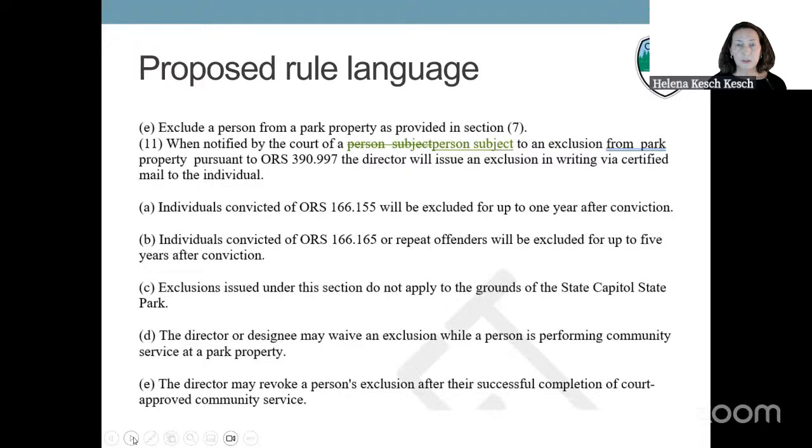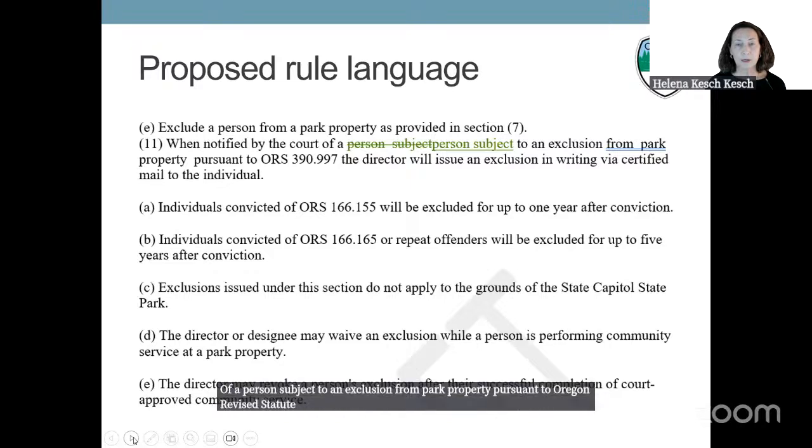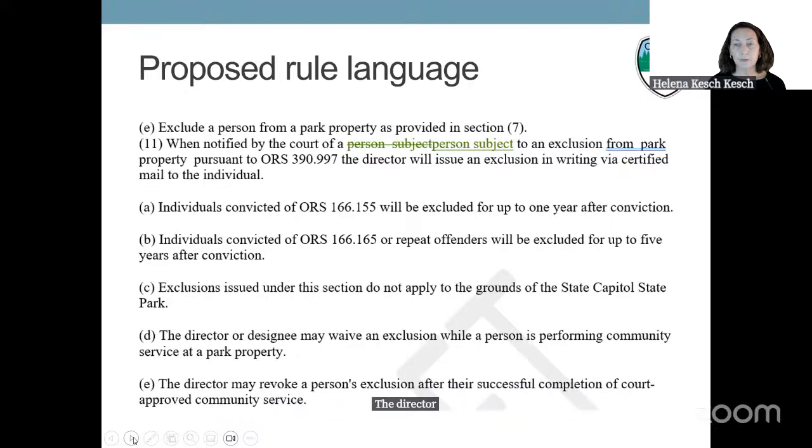Okay, in section 11, when notified by the court of a person subject to an exclusion from park property pursuant to Oregon Revised Statute 390.997, the director will issue an exclusion in writing via certified mail to the individual.